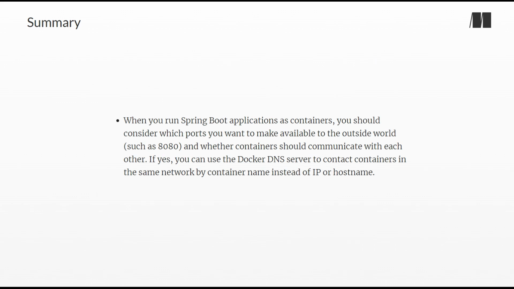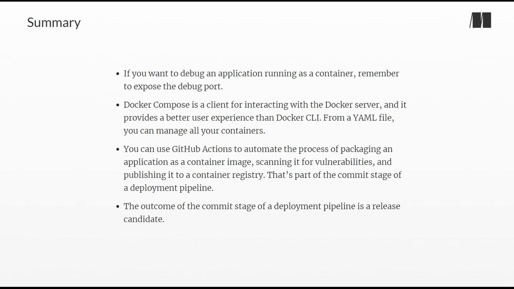When you run Spring Boot applications as containers, you should consider which ports you want to make available to the outside world, such as 8080, and whether containers should communicate with each other. If yes, you can use the Docker DNS server to contact containers in the same network by container name instead of IP or host name. If you want to debug an application running as a container, remember to expose the debug port.